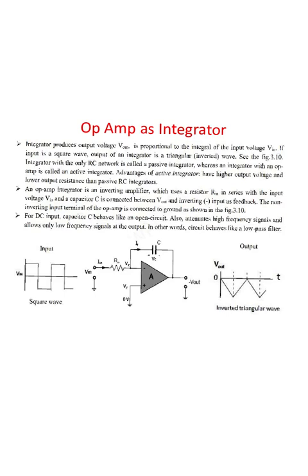The op-amp integrator is an inverting amplifier which uses a resistor Rin in series with the input voltage Vin and a capacitor C connected between the output and the input as shown in the figure. For DC input, the capacitor C behaves like an open circuit, and it attenuates high frequency signals and allows only low frequency signals at the output. In other words, the circuit behaves like a low pass filter.